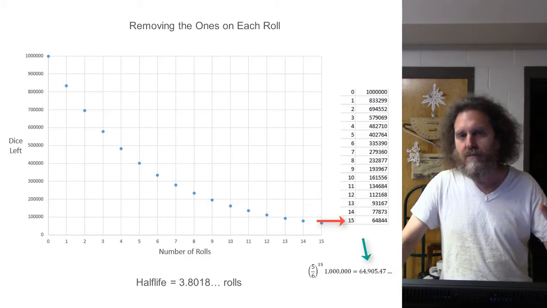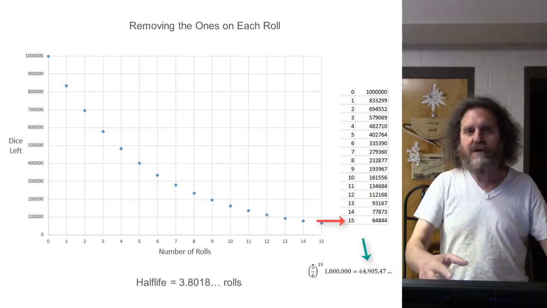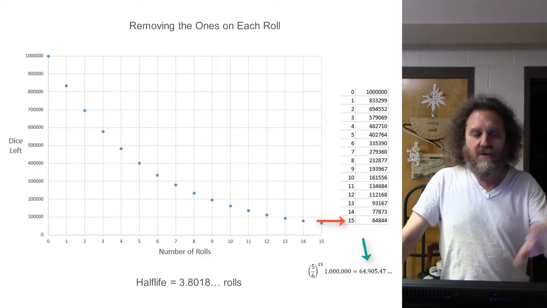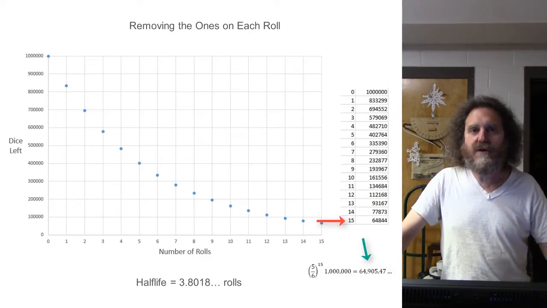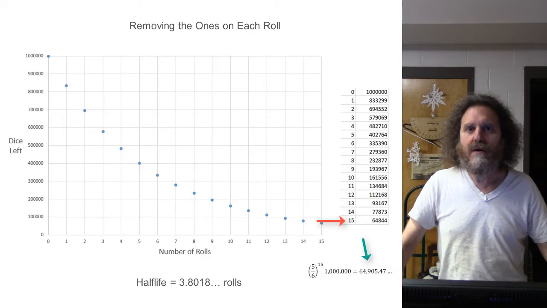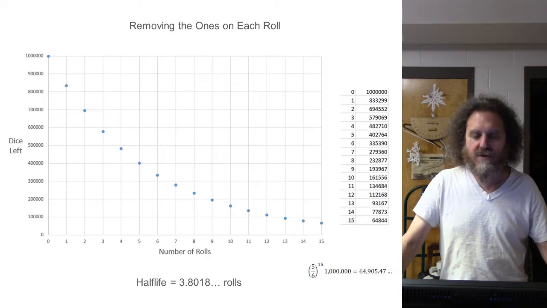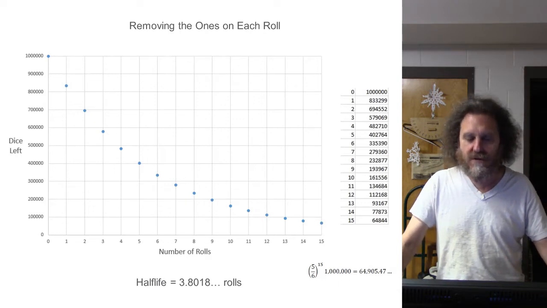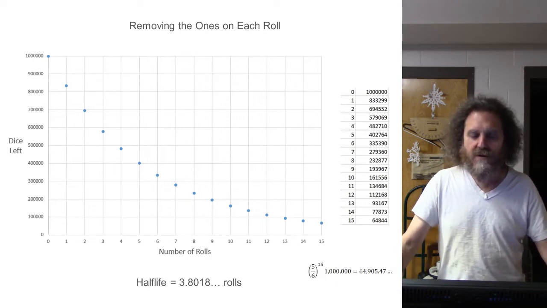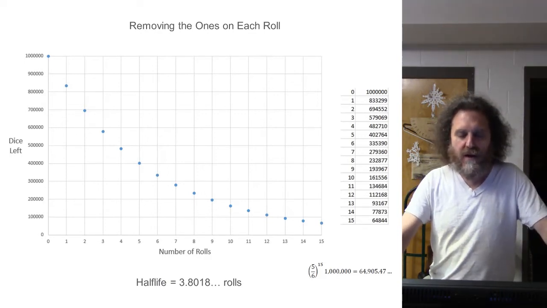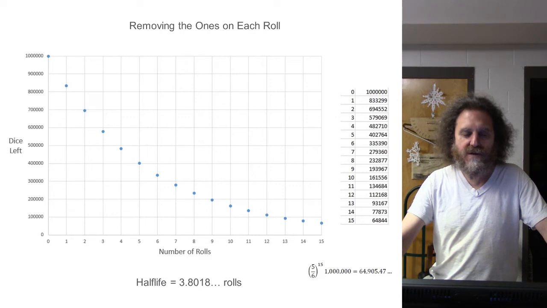The point being, even though these are random events, like the rolling of dice, because there's large numbers of them, it still behaves in a pretty non-random way. It's a very predictable reduction in the numbers. And this kind of reduction is called an exponential reduction, this kind of a curve. And you can talk about the time scale of this with what they call a half-life. The half-life of this experiment is about 3.8 rolls.